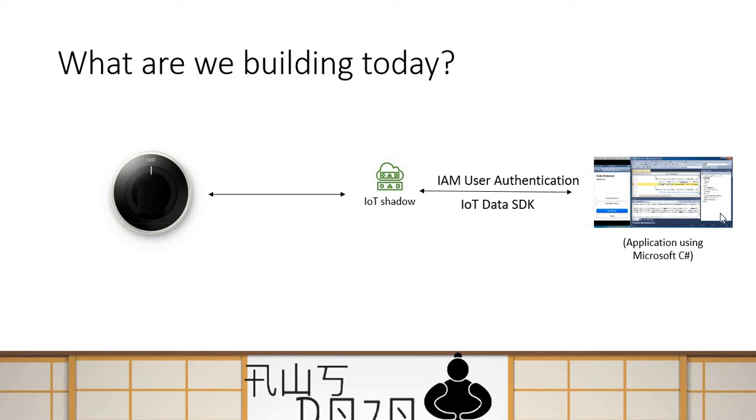But in this case, we use C# because one of my audience asked me to show this communication with Microsoft Windows and C#. So I said, okay, fine, let me build something specific to his need. So we are building a C# application, which is talking to the IoT Shadow service using the IoT Data SDK. And for authentication, I'm keeping it very simple. I'm using IAM user authentication.